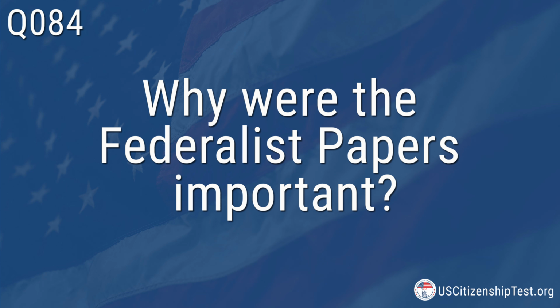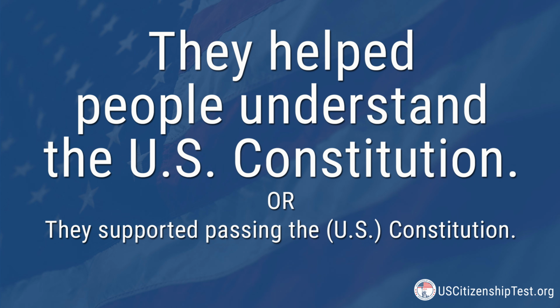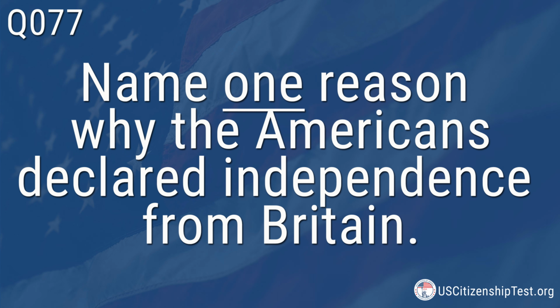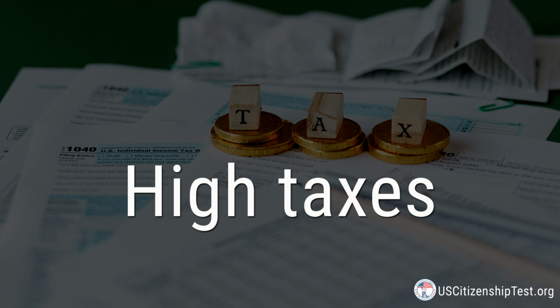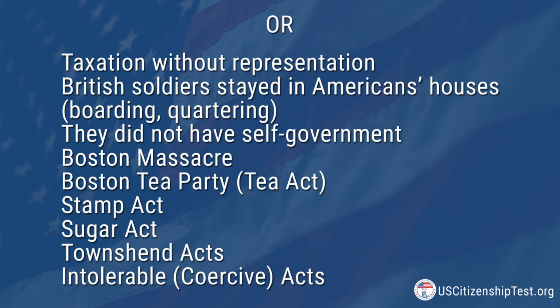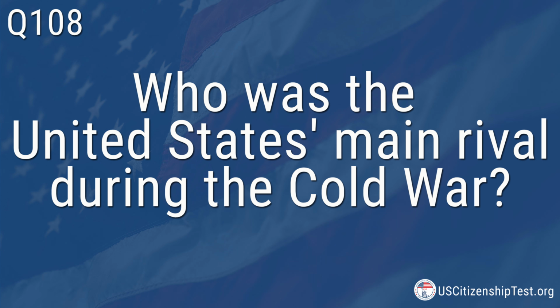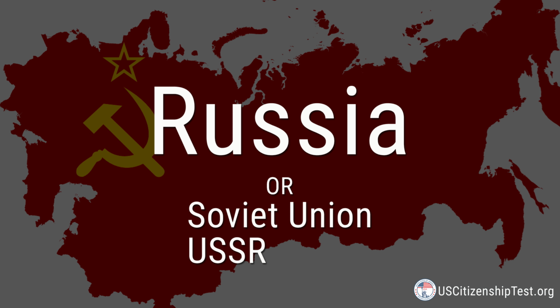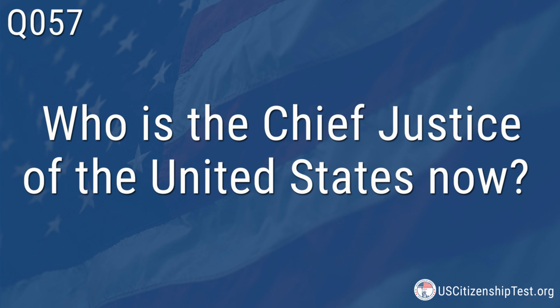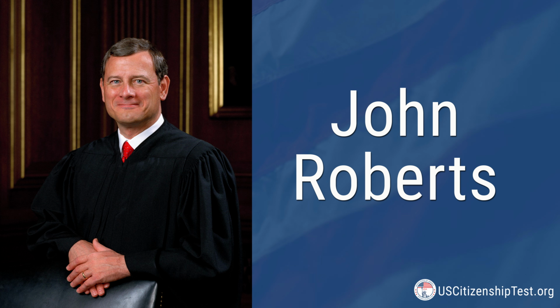Why were the Federalist Papers important? They helped people understand the U.S. Constitution. Name one reason why the Americans declared independence from Britain. High taxes. Who was the United States' main rival during the Cold War? Russia. Who is the Chief Justice of the United States now? John Roberts.